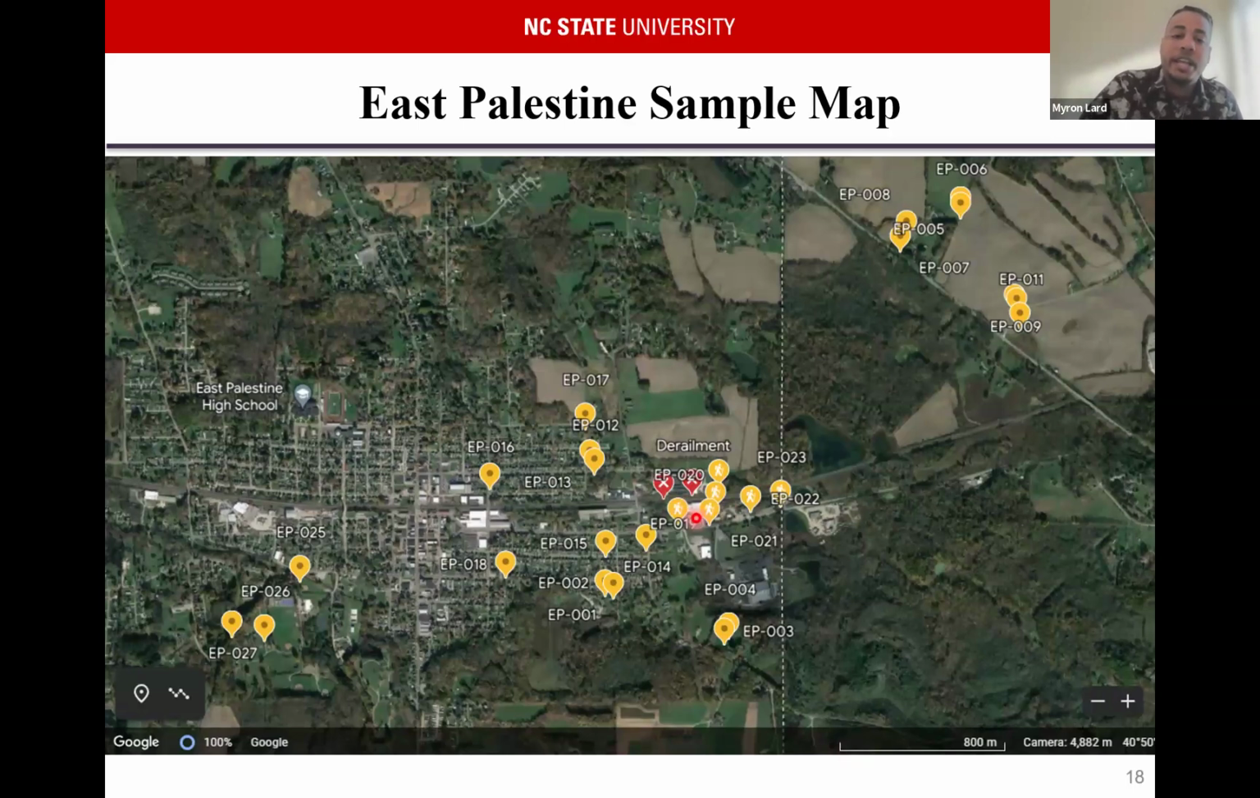So here is our sample map. These 2 X's indicate the site of the derailment. You can see that we collected a number of samples from inside the derailment area. These 6, indicated by the little guys, are from the restricted area. And then you see that we collected a decent number of samples throughout the town. And then we also collected outside of town for comparison purposes.